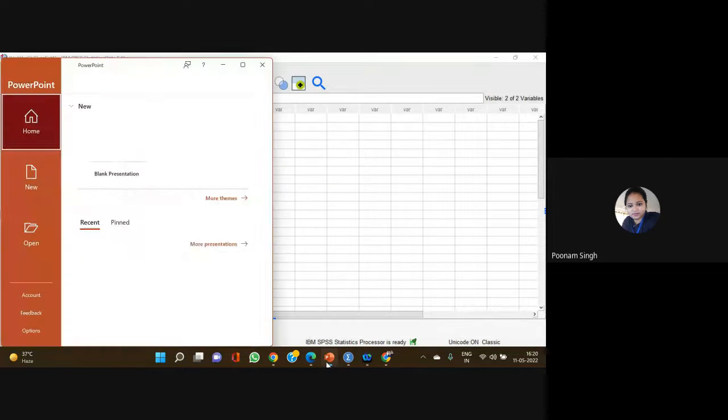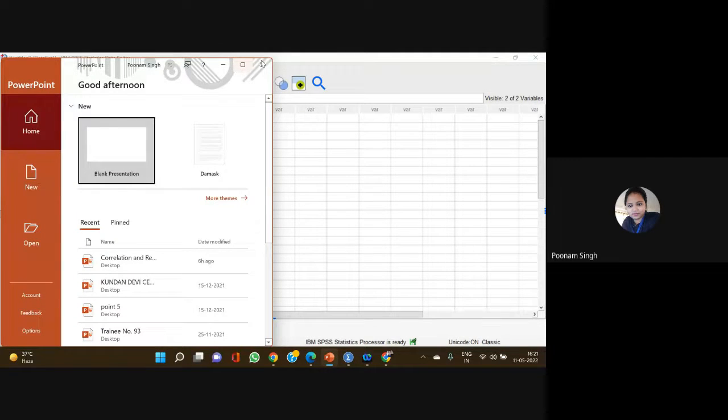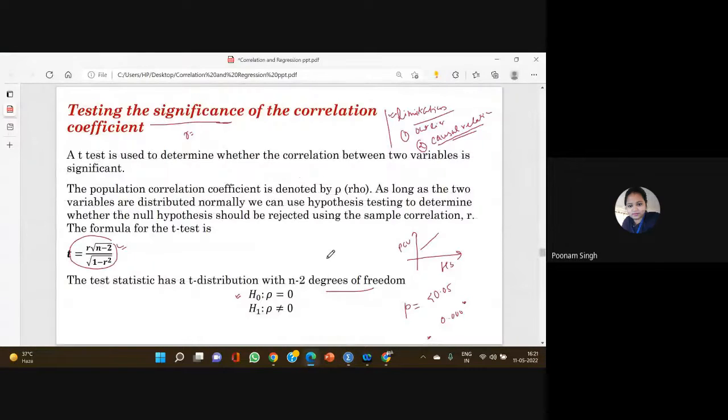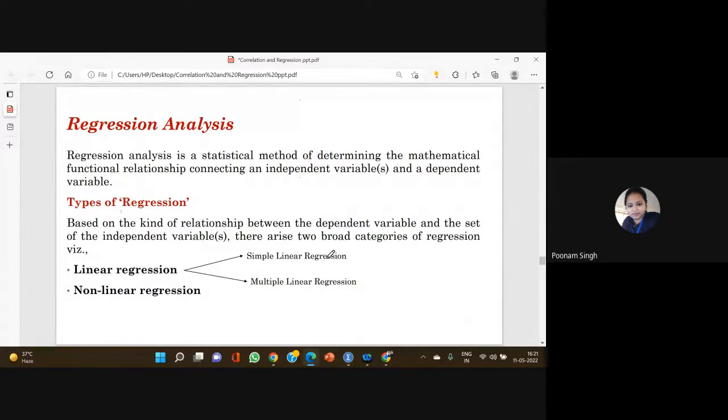We are running short of time, only 40 minutes are left. Okay, moving on to the next topic, that is regression analysis.